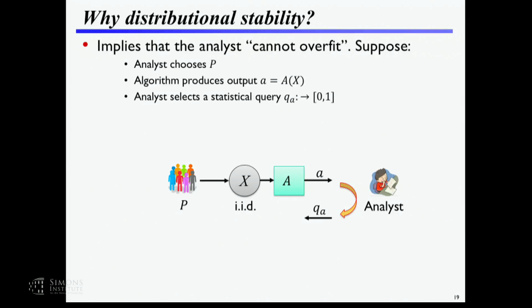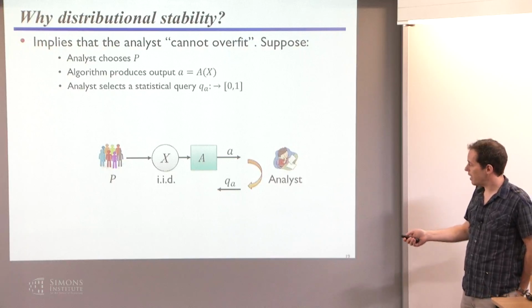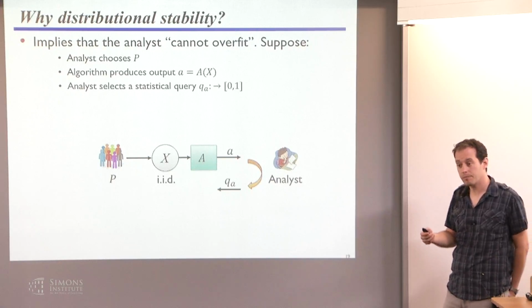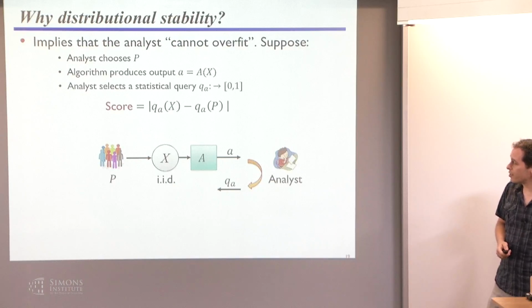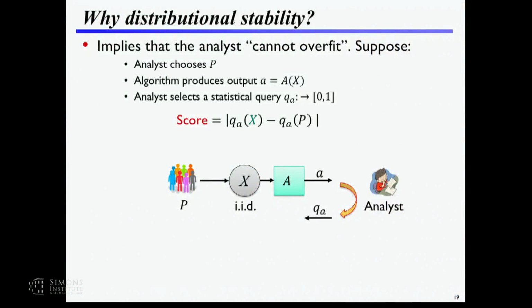So consider a game between an analyst and this algorithm. The analyst is going to choose a distribution P on the data, and then a data set will be sampled, which the analyst doesn't see, and handed to the algorithm. What the analyst gets is the output of the algorithm on this freshly sampled random data set. The analyst will now produce a statistical query. The analyst's score in this game is going to be the difference between the value of the statistical query on the data set and the value of the statistical query averaged over the underlying distribution.